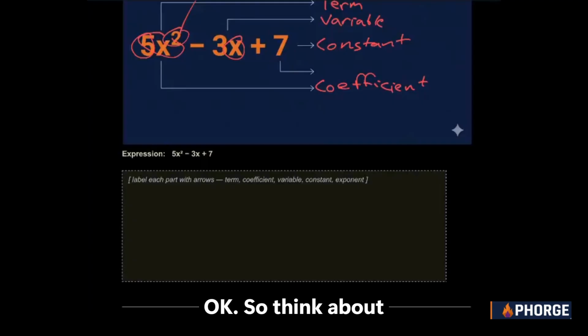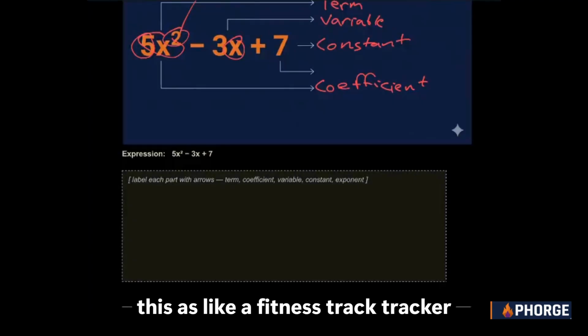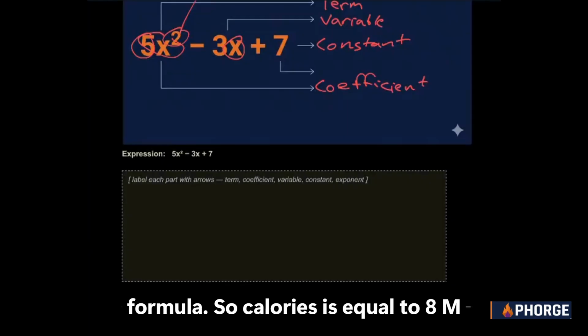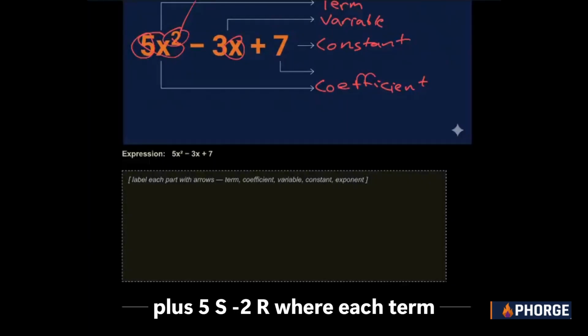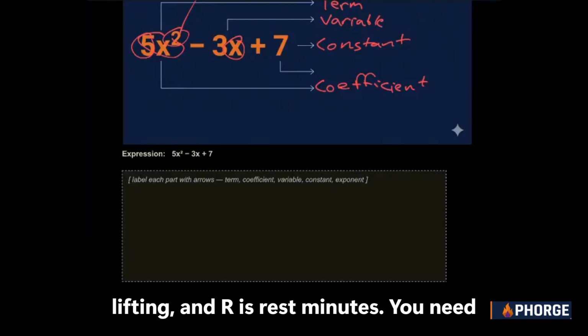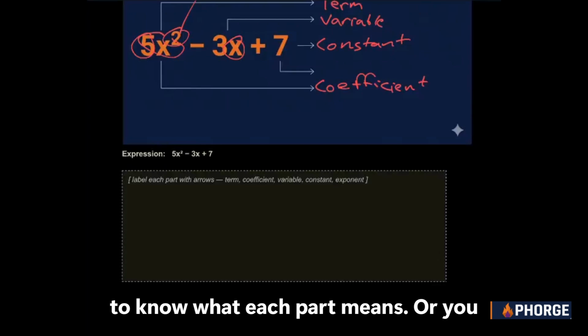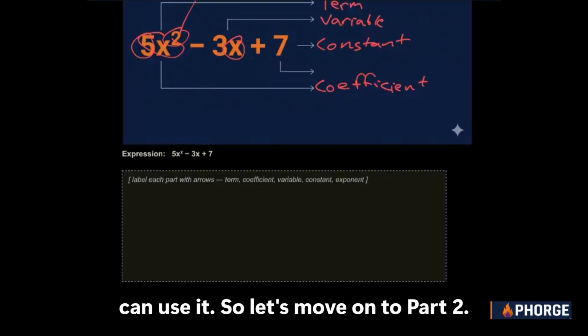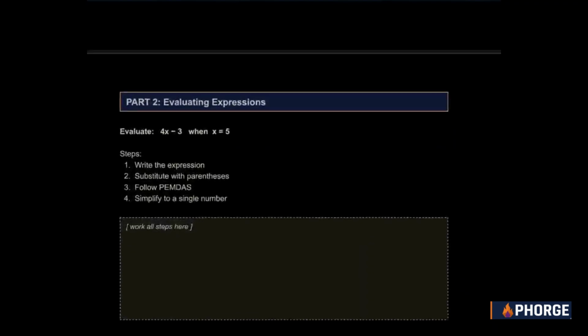Okay. So think about this as like a fitness tracker formula. So calories is equal to 8m plus 5s minus 2r, where each term has a job. M is the minutes spent running, S is the sets you've spent lifting, and R is rest minutes. You need to know what each part means before you can use it. So let's move on to part two.